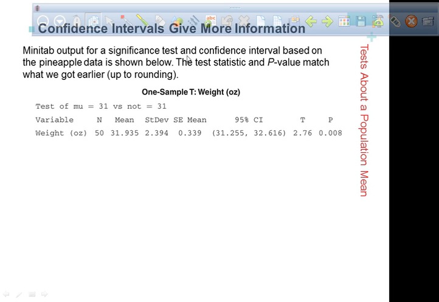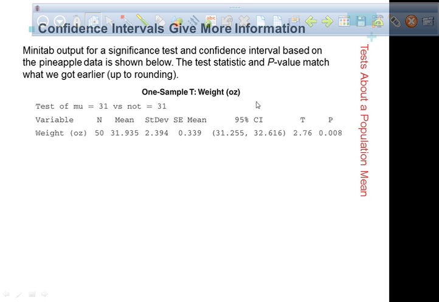So again, dealing with confidence intervals gives us a little bit more information, but they should confirm what we've already concluded. They said the Minitab output for a significance test and a confidence interval based on the pineapple data is shown below. The test statistic and the p-value match what we got earlier, rounding up. Notice that here's our t statistic right here, so you have to know how to read this. This is my p-value, 0.008, which is what we just got.